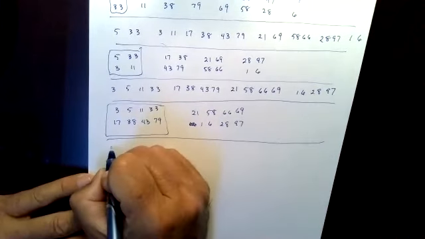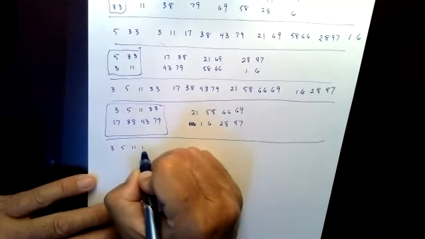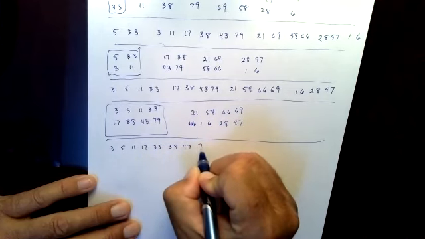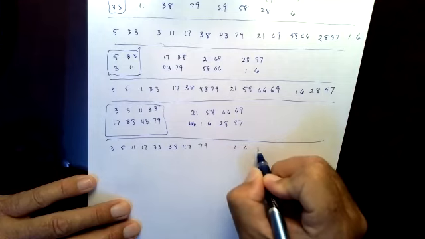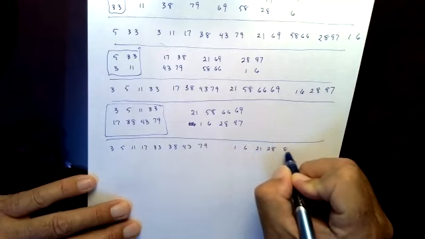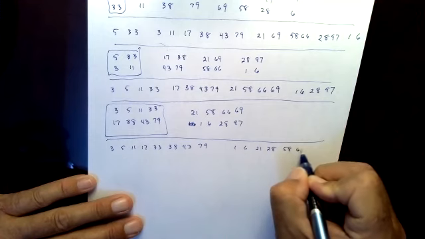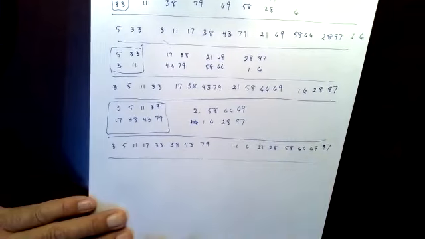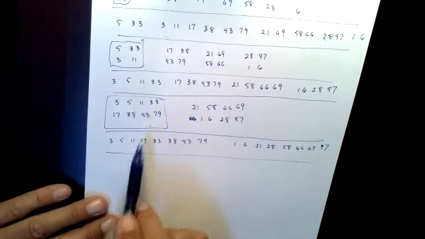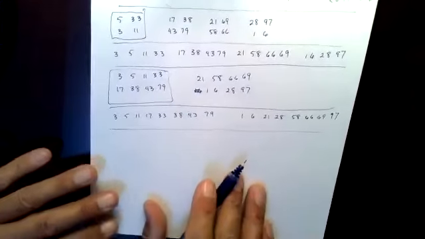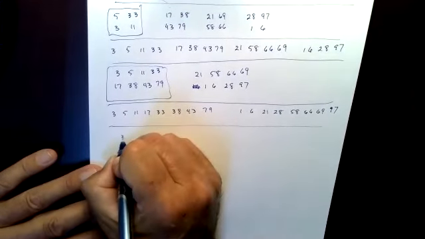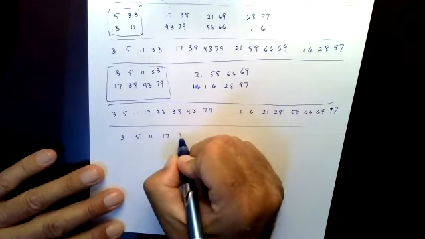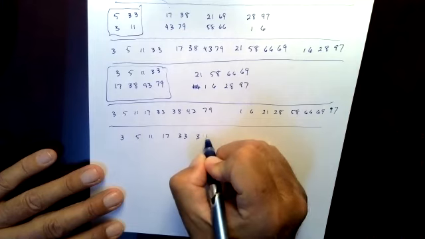Merge them: 3, 5, 11, 17, 33, 38, 43, and 79. 1, 6, 21, 28, 58, 66, 69, 97. Now, instead of 4s, my lists are going to be 8s, and then I would do one final merge. So each time we're going through, we're sorting and merging them, depending on which one's higher and which one's lower.